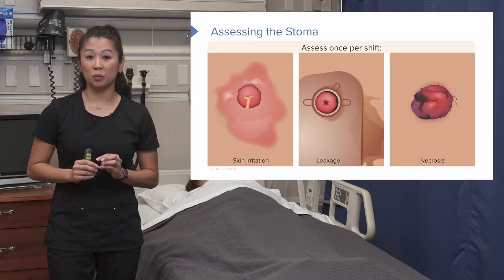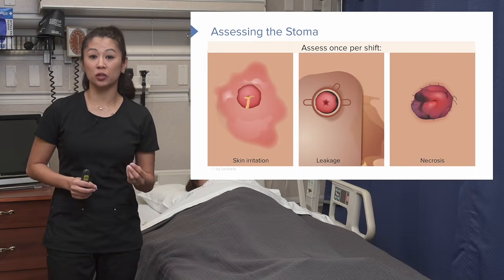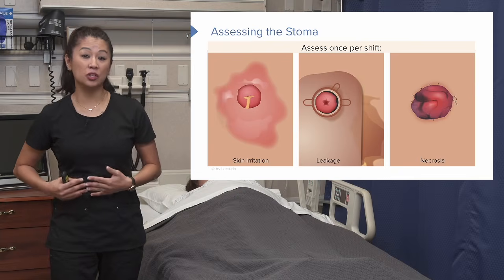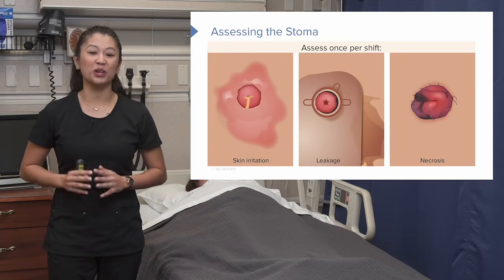So let's take a minute. What should the stoma look like? Let's just refresh. If you remember seeing those pictures earlier, it should be pinkish or red, nice and round, and it shouldn't look like any of these pictures, right?